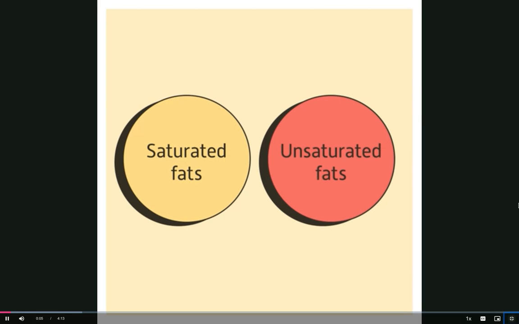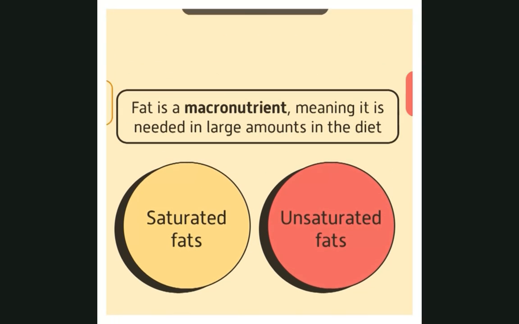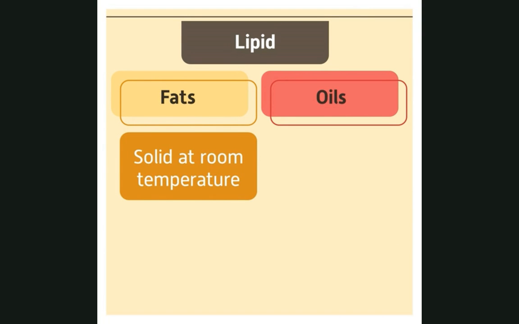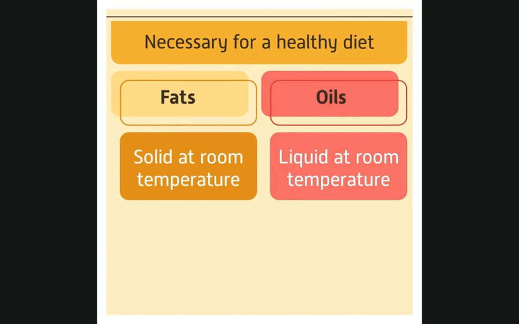In this pod, we look at saturated and unsaturated fats. Fat is a macronutrient, meaning it is needed in large amounts in the diet. Lipid is the term we use to refer to fats and oils. Fat is solid at room temperature, but oil is liquid at room temperature. Fat is necessary for a healthy diet.